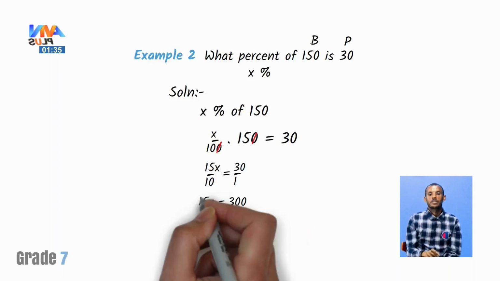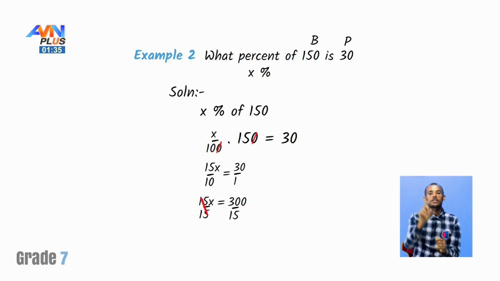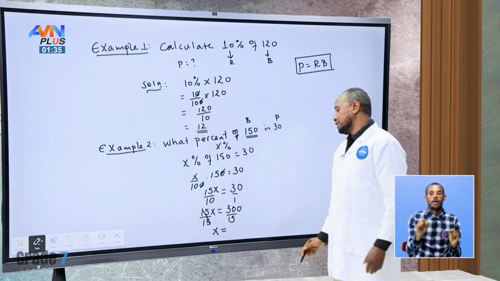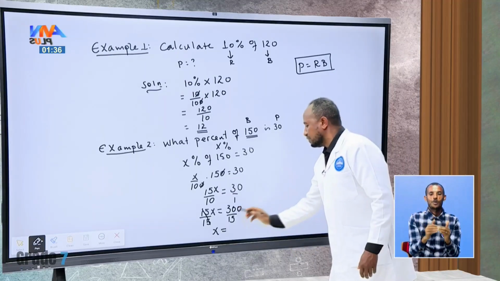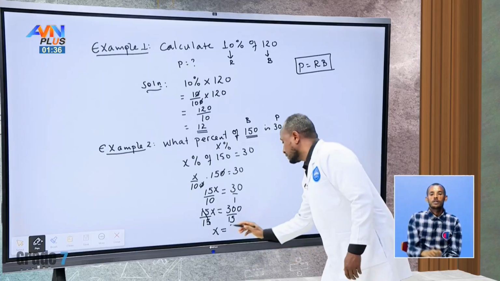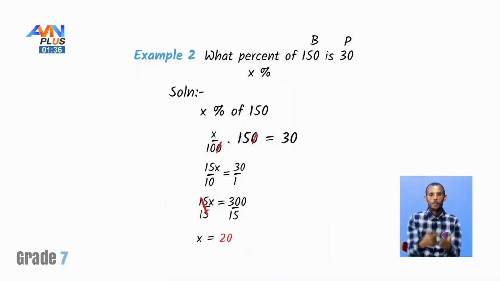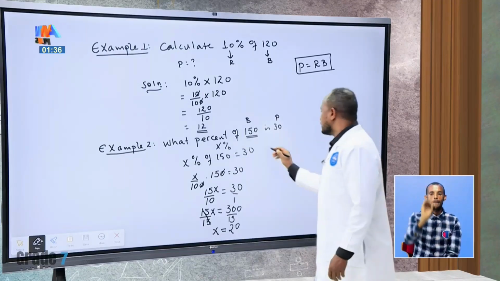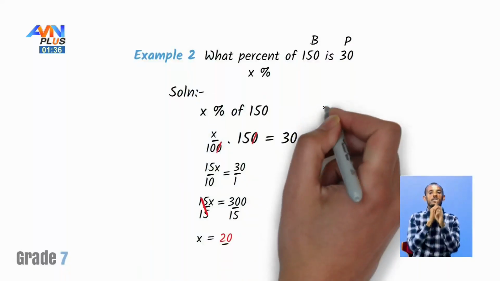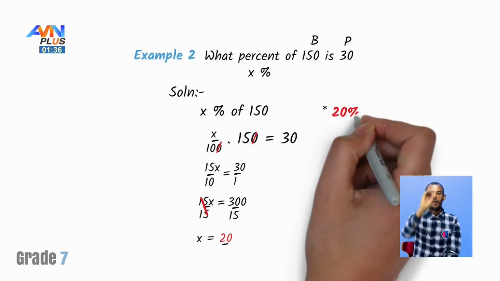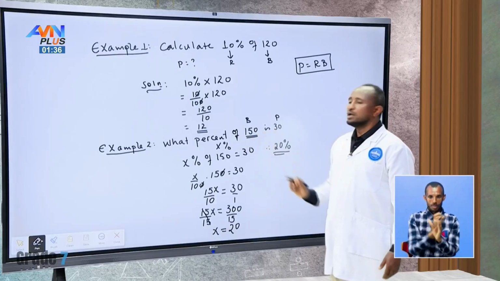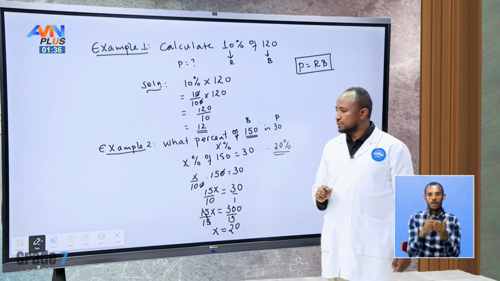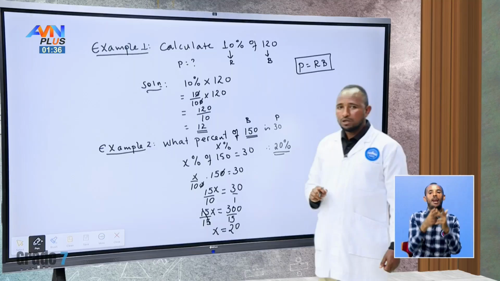Therefore, finally this cancels out. X is equal to 300 divided by 15. 30 over 15 is 2, it becomes 20. Therefore, x will be 20, so it must be 20%. So if you calculate 20% of 150, you get 30. So that's it. Now I'll proceed to the third example so that you'll try it.